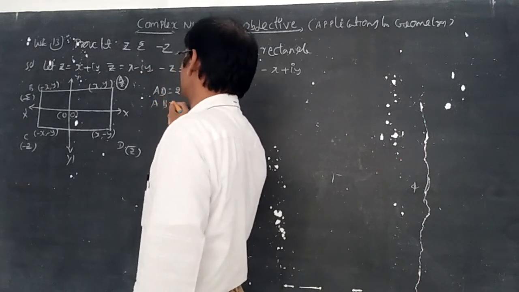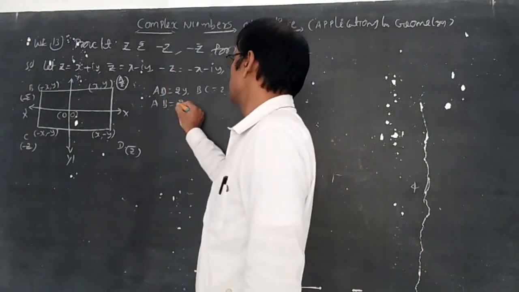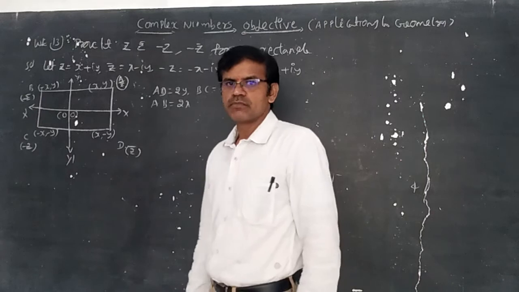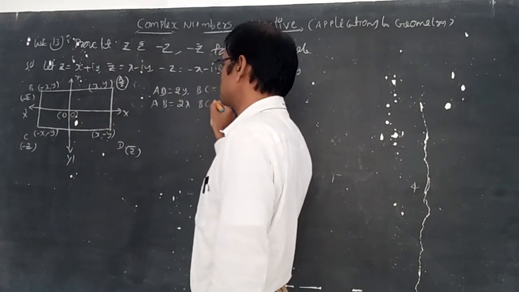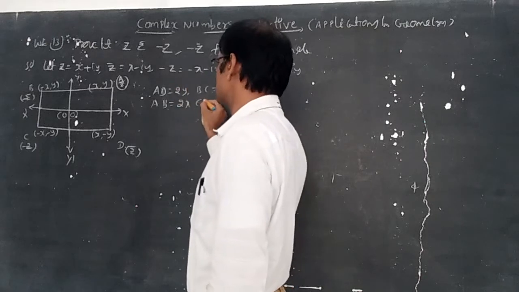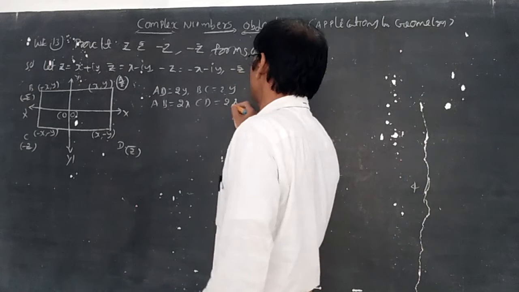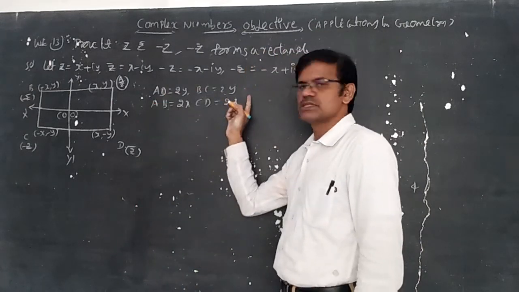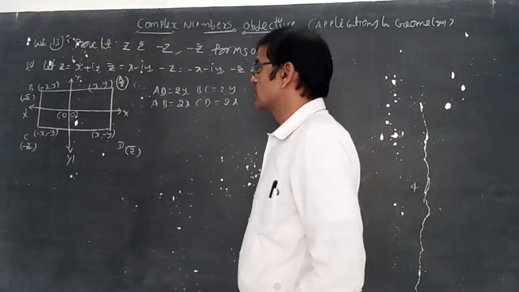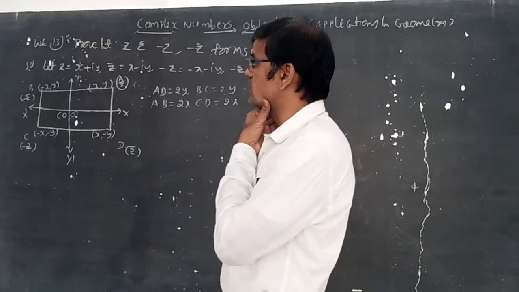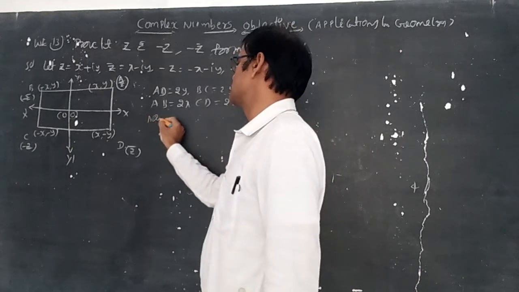Now AB you take: x minus of minus x becomes 2x, and y gets cancelled. Next CD: x minus of minus x becomes 2x. Now you can understand that AD is equal to BC, two sides are equal. Here also two sides are equal. And once again we can understand that the diagonals are equal in the rectangle.